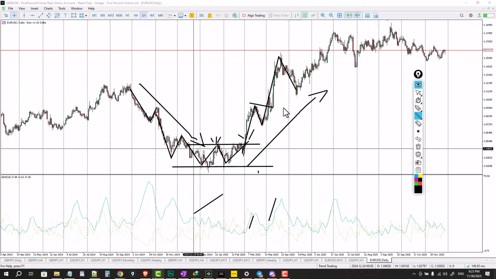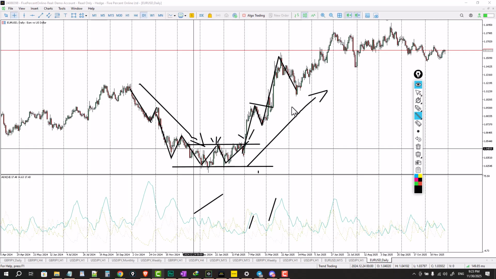Because the ADX alone is not going to tell you the direction of the trend. It's only going to tell you that there's a trend in the market. You need something like market structure or moving averages or anything like that to identify the direction of the trend that the ADX is telling you is a strong trend in the market.